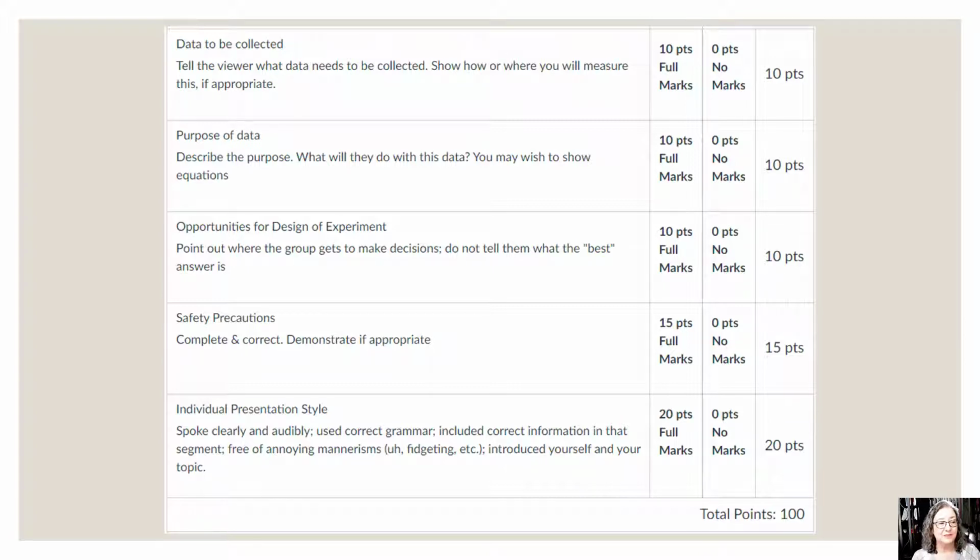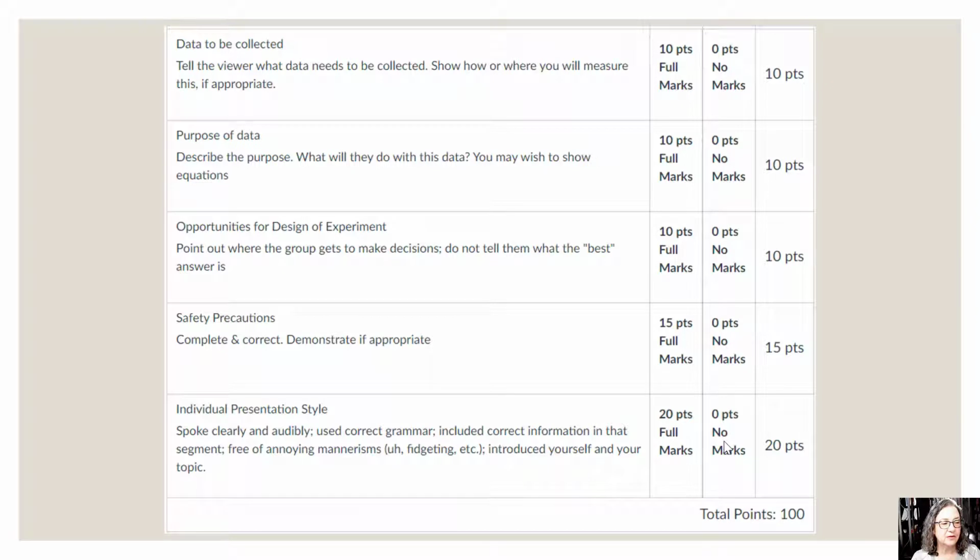And then safety. Make sure that you include all the safety that's necessary, that it's complete and correct. You can demonstrate that if appropriate, if there's something unusual that you need to do. For instance, the submersible pumps need to be submersed in water. That becomes a safety precaution of sorts. You want to make sure that you are using grounded outlets, etc. You don't want to demonstrate that one. Please don't shock yourself to make a point.